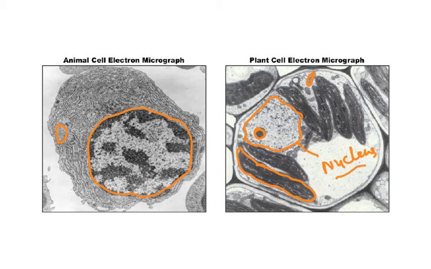Now all you need to do is look up photomicrographs of animal and plant cells, put it in the Google search, go on to images and have a look at them. And that will make you feel comfortable in being able to identify animal and plant cells.